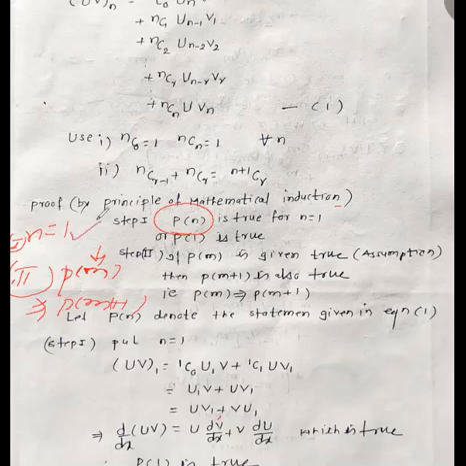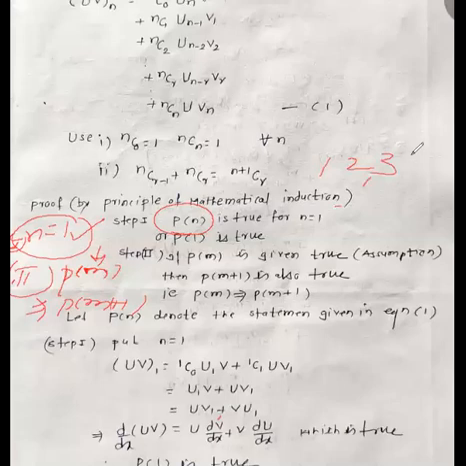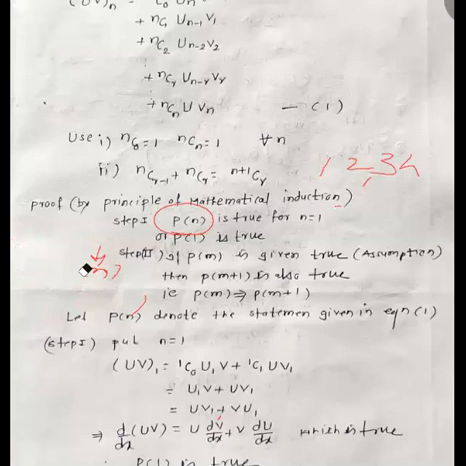In the first step, we prove that it is true for n equal to 1. Now, the second step says that if it is true for 1, it is true for the next value. In the first step, we have shown that it is true for 1. So if it is true for 1, it is true for the next value. Then it is true for 2. If it is true for 2, then it will be true for 3. If it is true for 3, then it will also be true for the next value 4 and so on. In this way, it is true for all values of n. This is called the principle of mathematical induction.